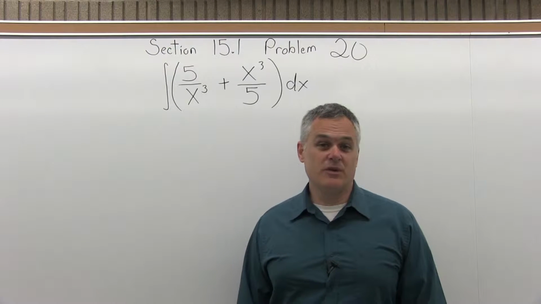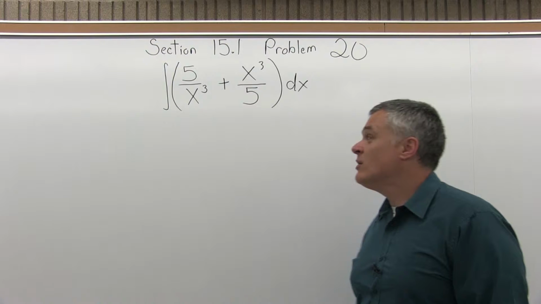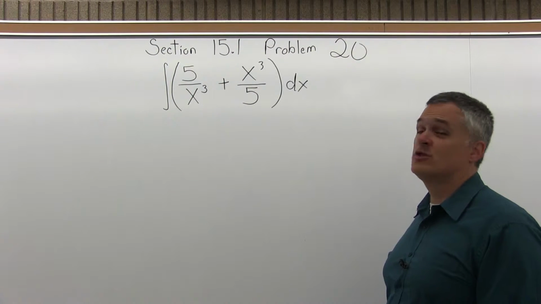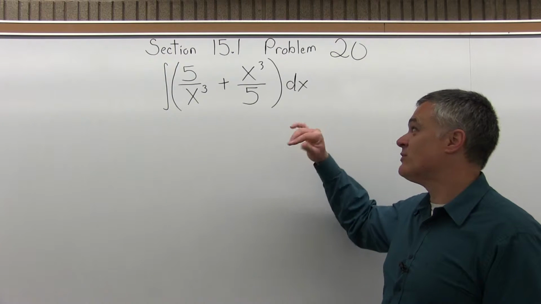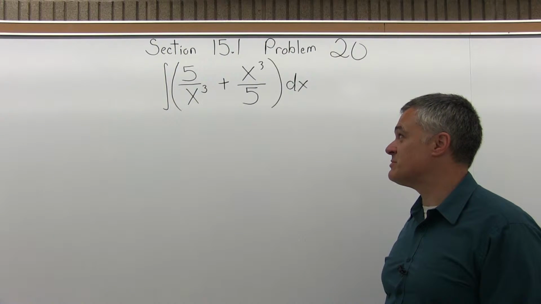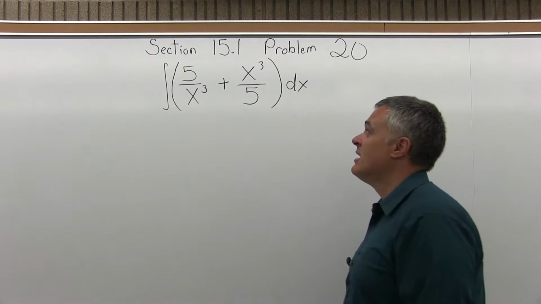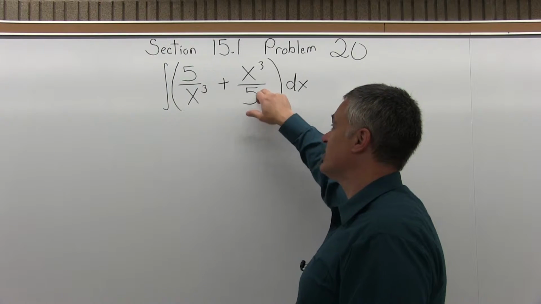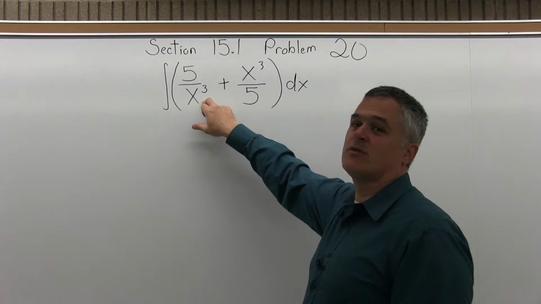This is Section 15.1. It's problem number 20. We want to find the integral of 5 over x cubed plus x cubed over 5. So we have the two fractions. One is the inverse of the other, which makes the problem look a little bit interesting. The x cubed over 5 on the right is fine, actually. The 5 over x cubed we have to rewrite a little bit.